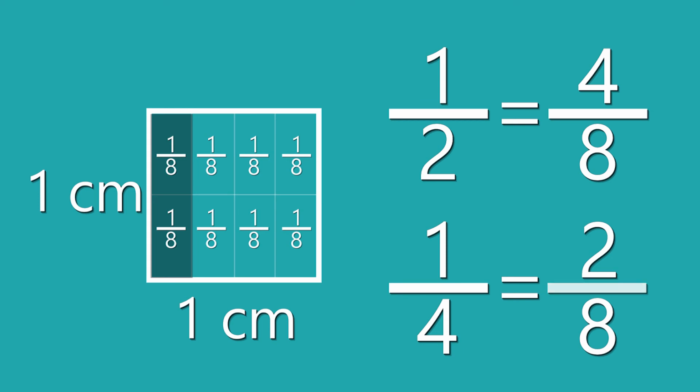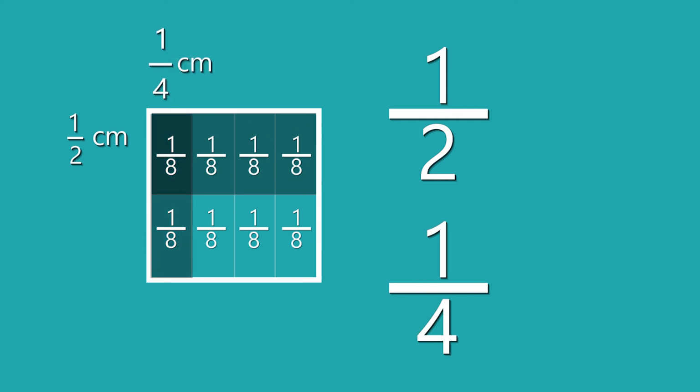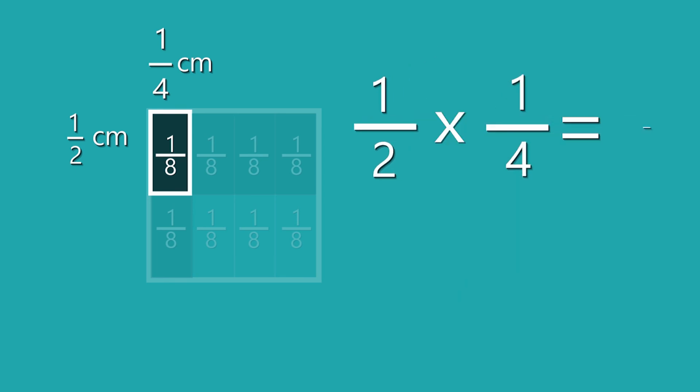Now if I want to multiply 1/2 and 1/4 together, let's break down my square into a smaller rectangle, which is going to have a height of 1/2 centimetre and a length of 1/4 centimetre. So the area of that little rectangle is going to be 1/8 of a centimetre squared. That must mean that 1/2 times 1/4 is also equal to 1/8, because that's how we find the area, by doing 1/2 times 1/4.